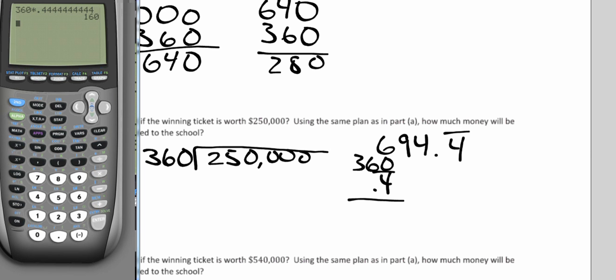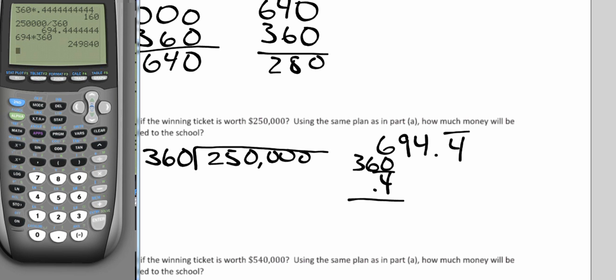Now let's do Tabitha's way. Let's do 250,000 divided by 360. There's the 0.444 repeating, right? Now let's take this 694 and times it by 360. That's the total number. So that's the amount that when divided equally by 360 gets me 694, right? So when I add all the 694s together, that's how much I get.